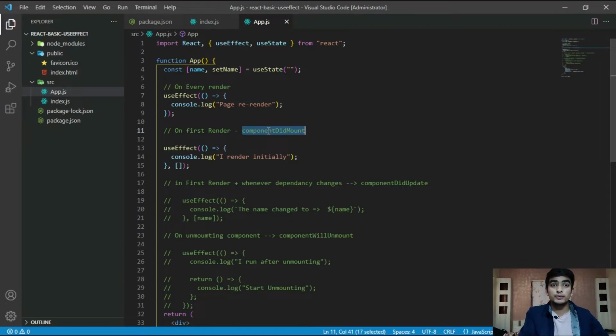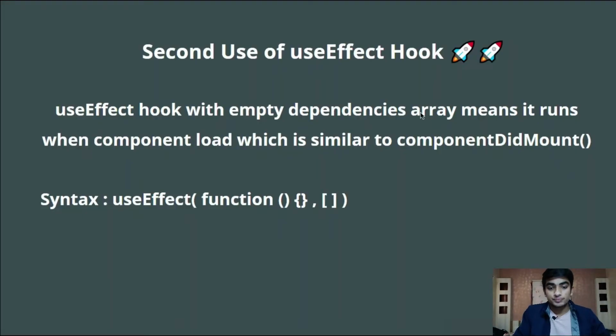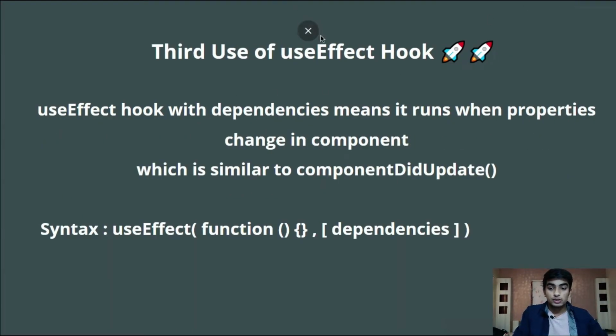Now we are going to talk about the third use. So for the third use, just see. The third use of the useEffect hook is a useEffect hook with a dependency, which means it runs when properties change in a component, which is similar to componentDidUpdate. So here there is a trick.